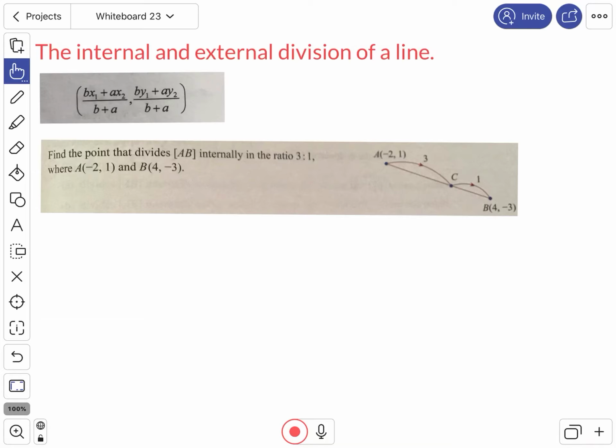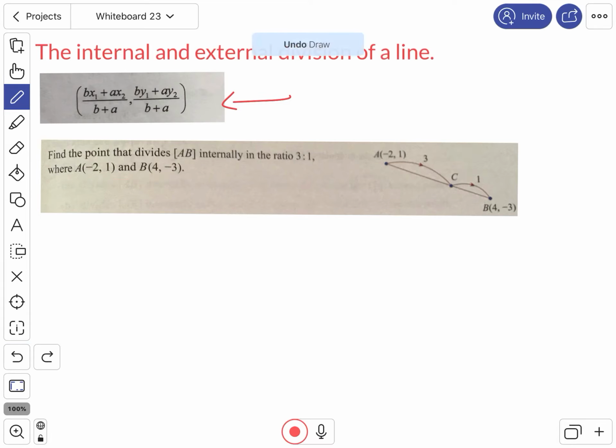The internal and external division of a line. The formula is this formula here, and it is given in the log table. So there's our formula there. We're going to take a look at using that now using this first question. What we're aiming to do here is find a coordinate in between the points A and B in the ratio of 3:1.